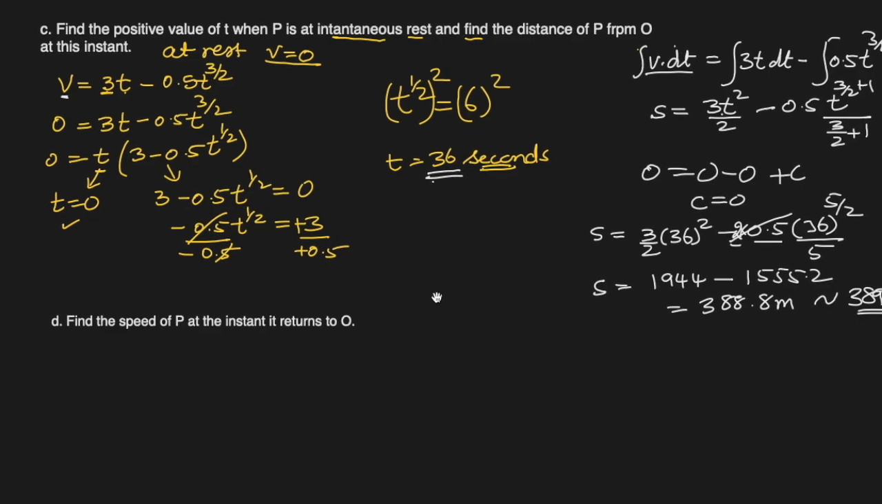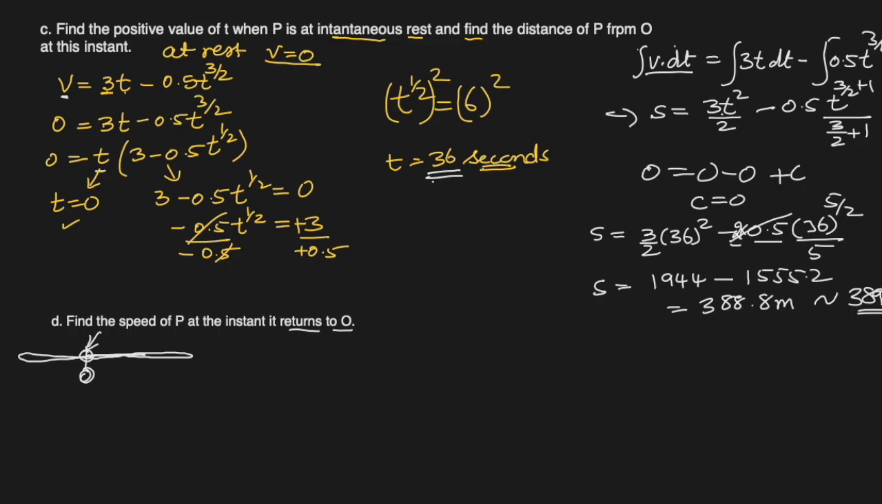So part D is asking to find the speed of P at the instant it returns to O. Returns to O. That means this is O. It goes, comes back, maybe it crosses, comes back, crosses. So when it reaches here, you have to find what is the speed at that moment. So we'll first find when it is reaching here again. For that we know that the displacement at O is 0, so we'll make this displacement, this is the equation, equal to 0.